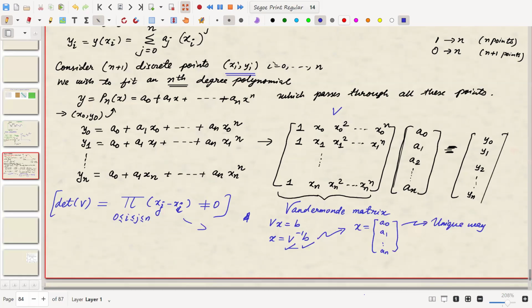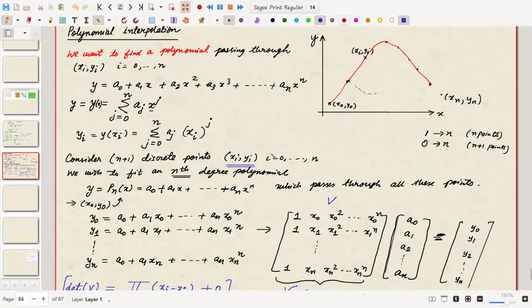What does it mean to have a naught, a1, up to an unique? It means that you have only a unique polynomial. There is no other polynomial that can fit this data. The only polynomial is Pn of x. I meant to say that you cannot have a polynomial like this.